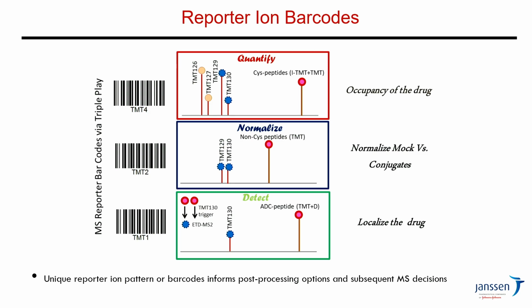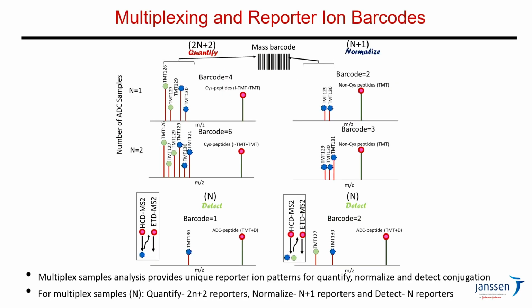So this is for 1 sample, but we can multiplex up to 4 different samples. And here is a scheme where you can see the math is simple: the number of barcodes for occupancy is 2n plus 2. For normalization, it's n plus 1. And for identification, the number of barcodes is the number of samples, which is n. The identification is done using a triggered MSMS approach, where you can do a repeat mass spec fragmentation on the peptides that only have the drug in the case of detection.